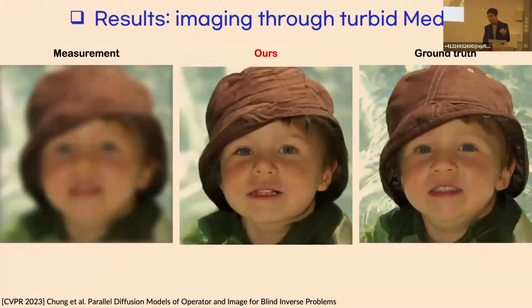This is another example. This is through turbid media, so from the air. This is a measurement, this is a ground truth, and this is the reconstruction. And of course, the details of this one are a little bit different, but however, you can clearly see the quite nice reconstruction, even in the blind case.